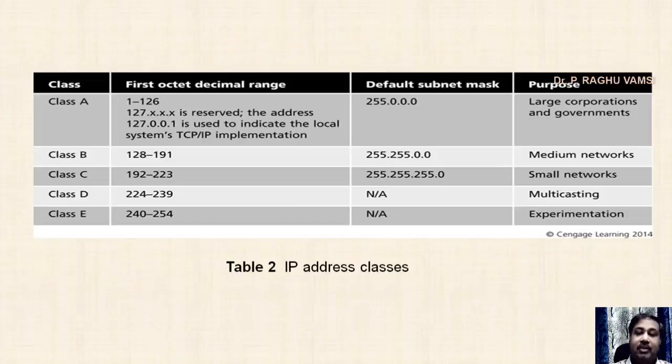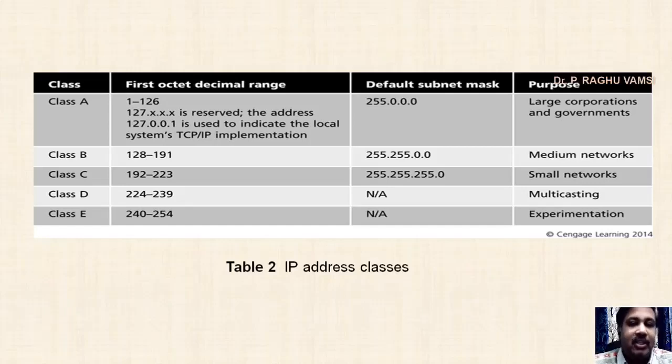Class E cannot be used for real communication. It is only for experimentation. And class D is for multicasting. Majorly, class A, class B, and class C networks are popularly used. If you look at our university, we use a class B network, that is 172 dot something dot something. So this is a class B network. Class A network is also popularly used for the private network, and at the same time, class C also.